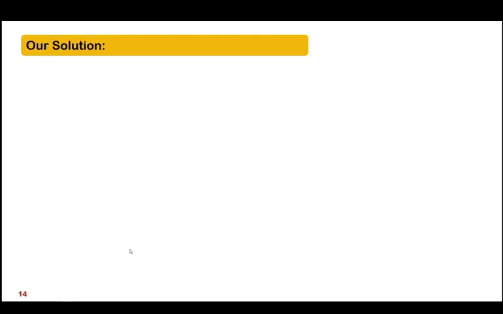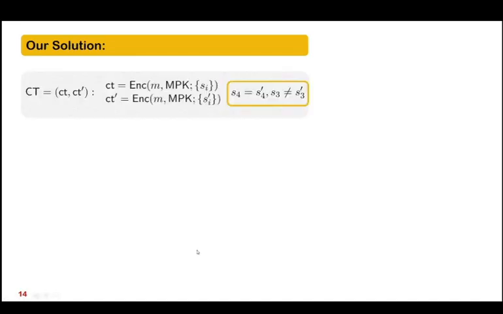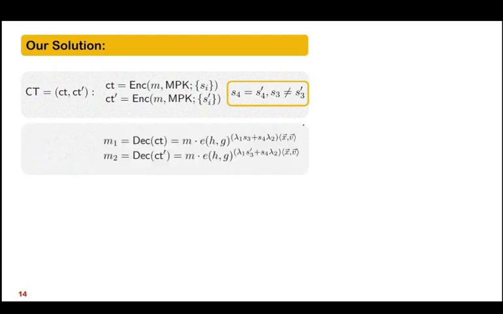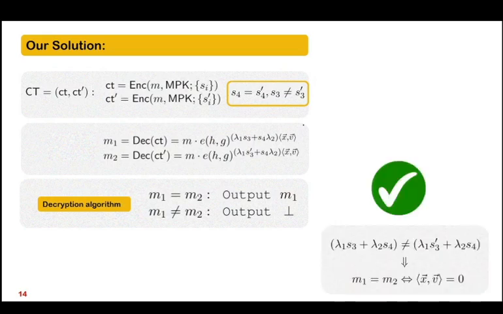So to avoid that issue, we choose the randomness values in a way that that equality can never occur. To do so, in the encryption algorithm, we choose non-zero randomness values S1 to S4 and S prime 1 to S prime 4, such that S3 is not equal to S3 prime and S4 is equal to S4 prime. In this case, since lambda 1 S3 plus lambda 2 S4 is never equal to lambda 1 S3 prime plus lambda 2 S4, we can conclude that M1 is equal to M2 if and only if the inner product of the vector X and V is equal to 0. And the decryption algorithm just outputs M if M1 is equal to M2, and otherwise it outputs the error.